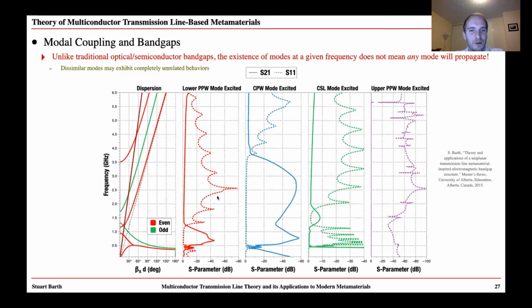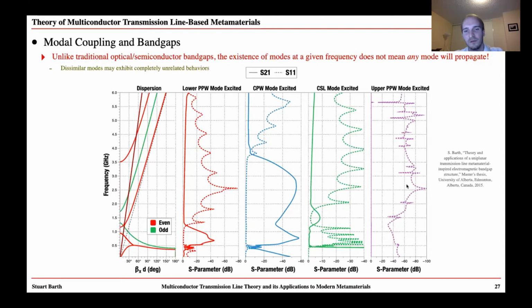So for example, the first mode exhibits a very small band gap. The second mode exhibits a very large and prominent band gap. The third mode does have a band gap region, but it's at a frequency different from the band gap of the first mode. And this fourth mode here doesn't even really see a band gap anywhere. It just propagates through essentially unimpeded.